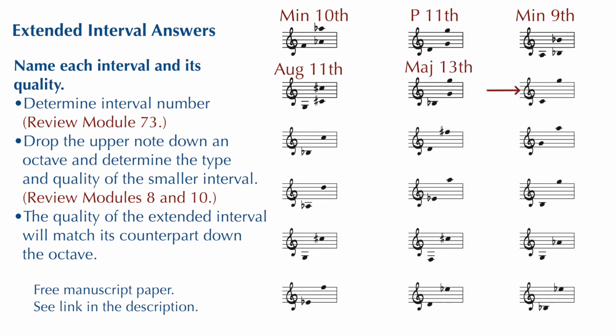Number 6, C below the staff to G on top of the staff. This is going to be some sort of 12th. We take that G, lower it an octave, and we have a perfect fifth. So the extended interval is a perfect 12th.